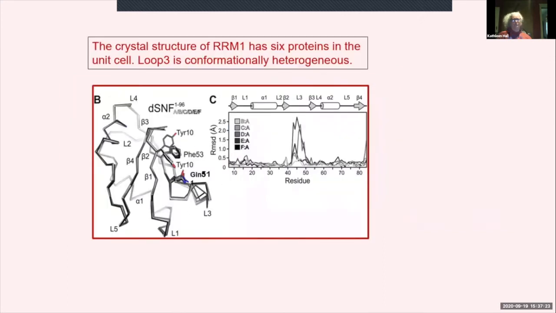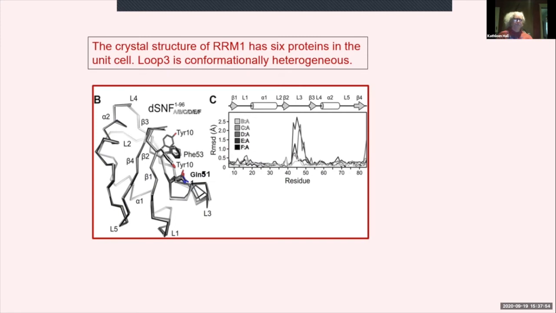So if we look at the crystal structure, on the other hand, the crystal structure of RRM1 has 6 proteins in the unit cell, and only loop 3 shows any kind of conformational heterogeneity. So we've got a protein where we know now there's conformational heterogeneity in loop 3, and the whole thing is sort of floppy, is one way of putting it.